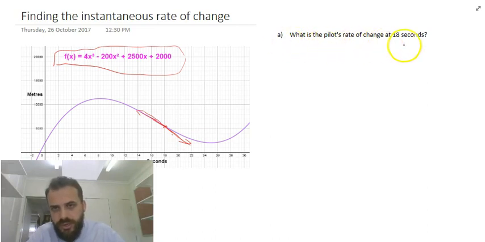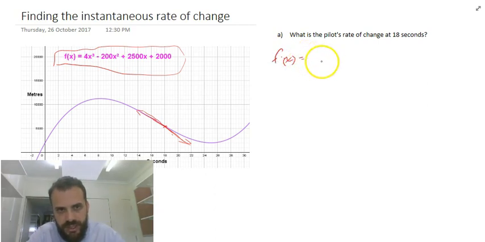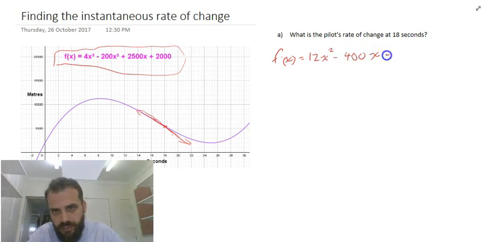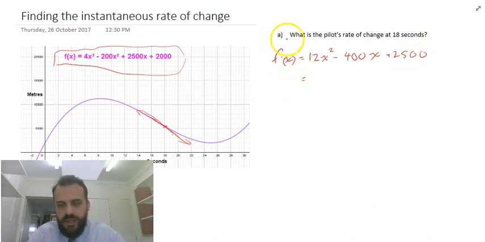So what is the pilot's rate of change at 18 seconds? If f of x is this, then f dash of x is equal to 12x squared minus 400x plus 2500. Now, this is the gradient function. This tells us the gradient at any time. So the time is x, 18 seconds.